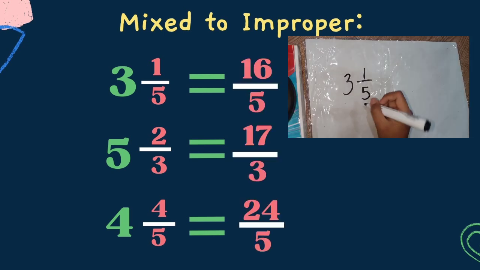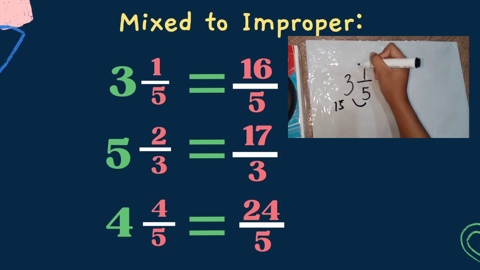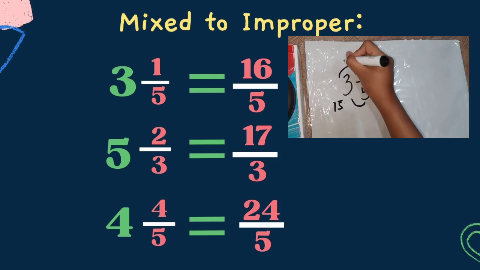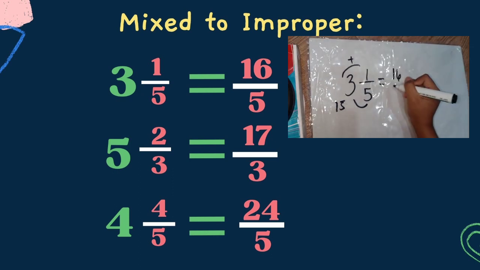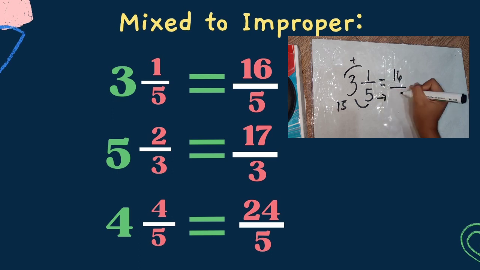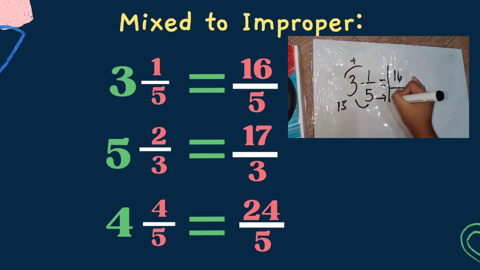Here are the answers. For the first one, 3 and 1/5, let's just multiply 5 by 3. We have 15 plus 1 is equal to 16. And just copy the denominator, which is 5. And there we have our final answer, 16/5.